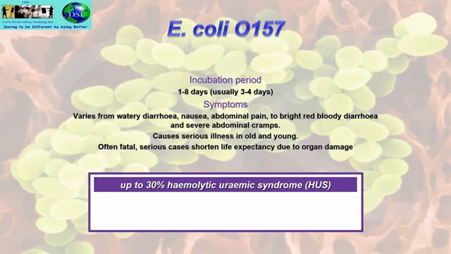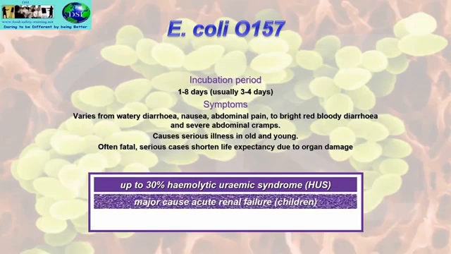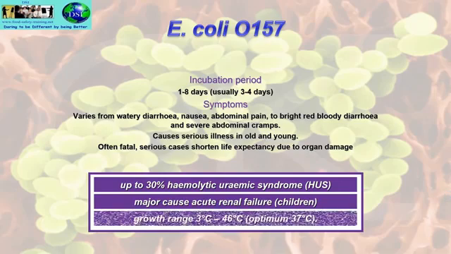Up to 30% of the people that come down with E. coli 0157 get HUS, which is hemolytic uremic syndrome. And this is all to do with the kidneys. It actually breaks down the kidneys. It's a major cause of acute renal failure in children.